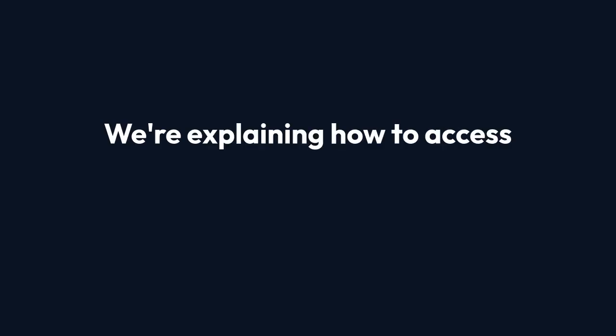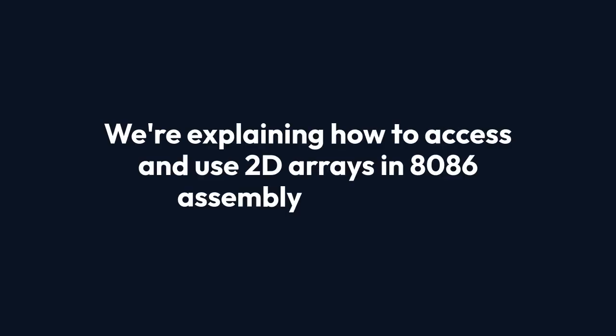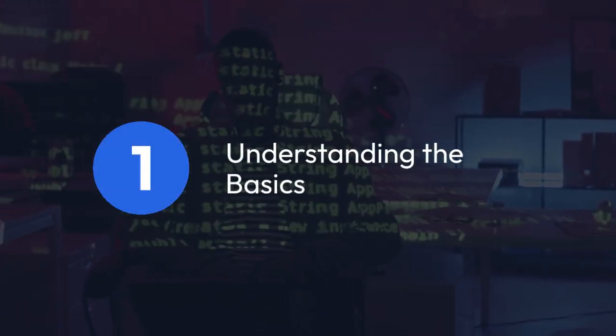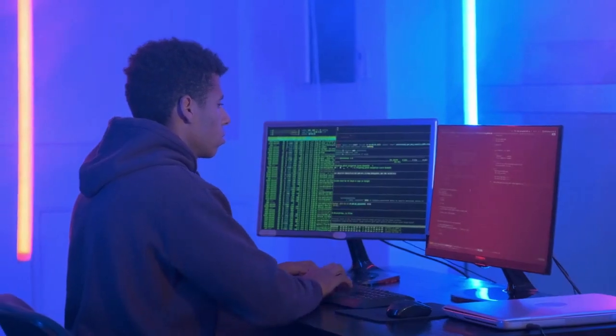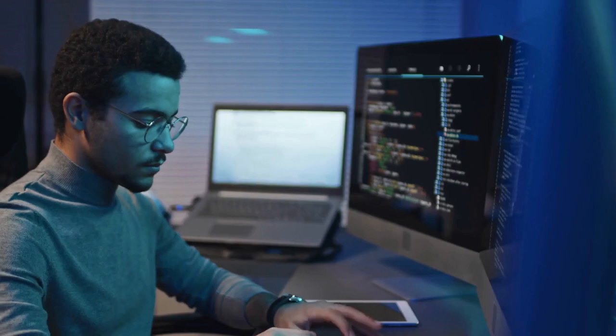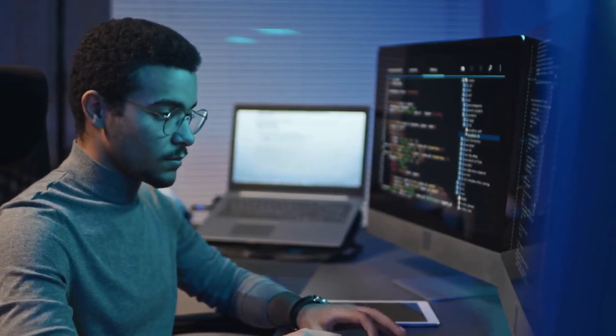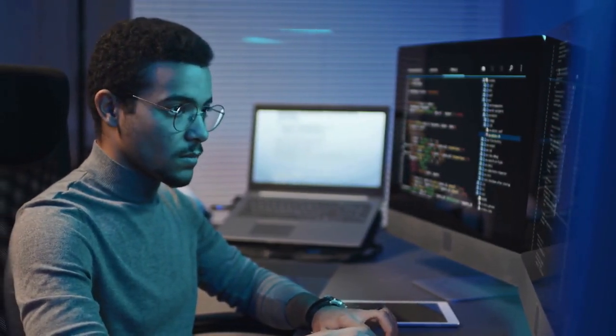We're explaining how to access and use 2D arrays in 8086 assembly language. 1. Understanding the basics. A 2D array is essentially an array of arrays. In 8086, memory is linear, so we represent a 2D array as a contiguous block of memory.